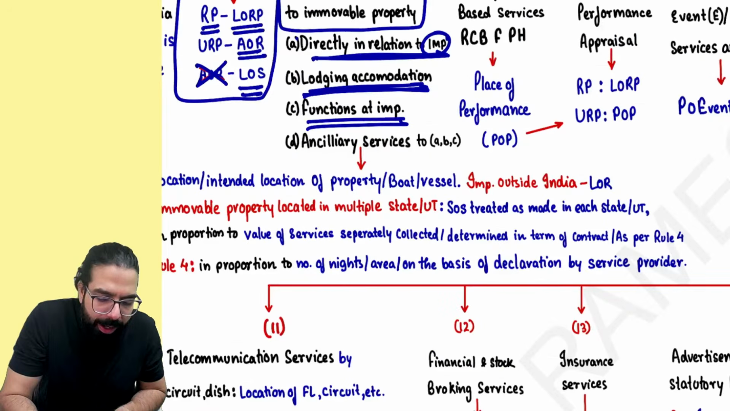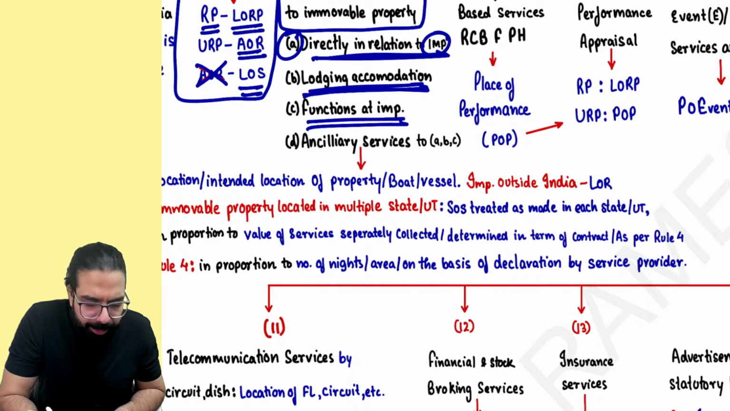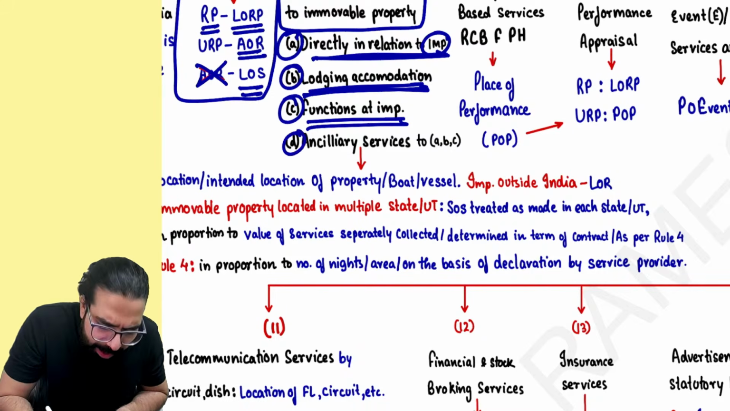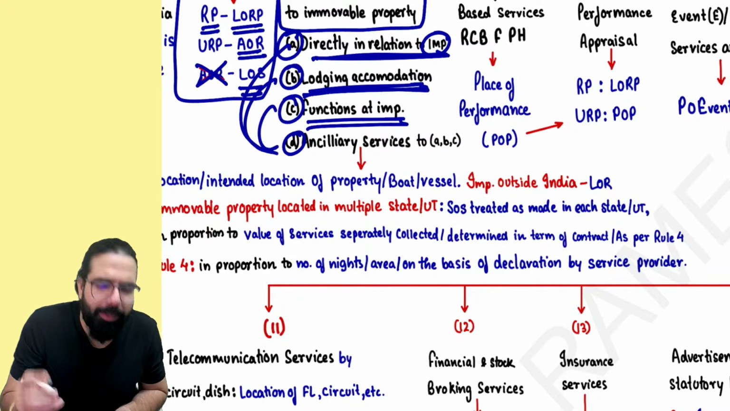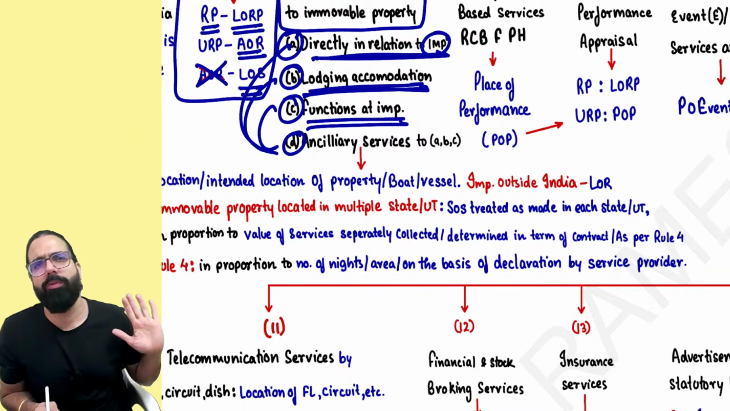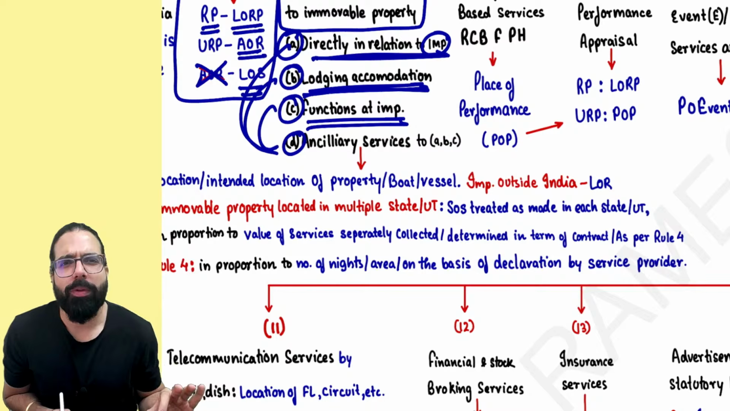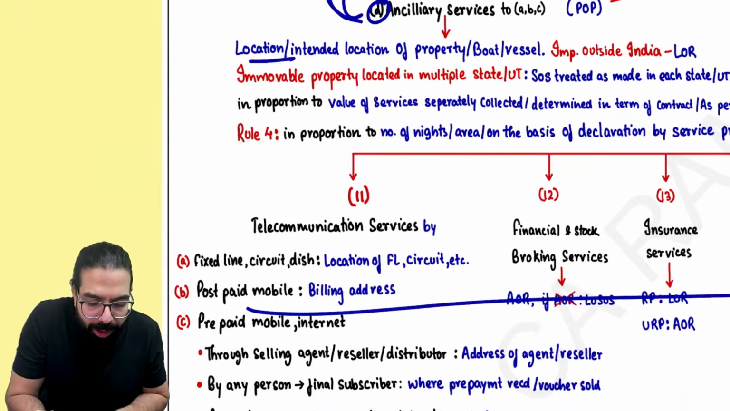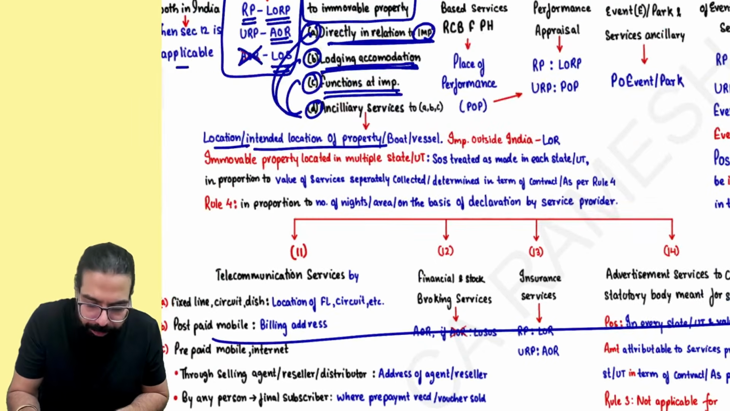Remember one thing, any services directly in relation to immovable property, lodging accommodation services, function at immovable property, or any ancillary services supplied along with this. Might be along with my hotel accommodation, I am giving food also. Remember, it's a composite supply, and you always have to see the principal supply. Whatever is the place of supply for the principal supply, that is applicable to the whole service. And they have told that the location or intended location of property, boat, ship will always become the place of supply.